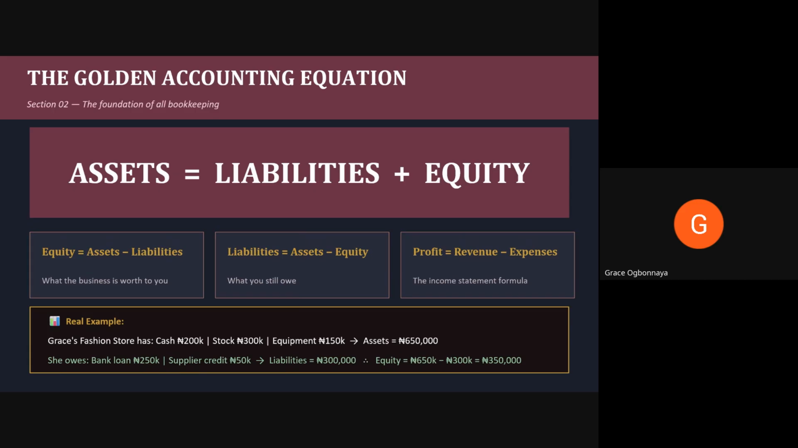So now, if you add your equity, 350 plus 300, you still get 650 of asset. So it has to balance: the liabilities, what you are owing outsiders, and what you have contributed to the business has to be equal to the assets that you have. The assets are the machines, the goods available, and the money your business has. Those things have to be equal with what you are owing outsiders and what you have contributed to your business.